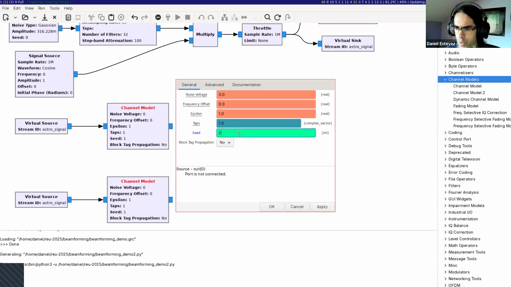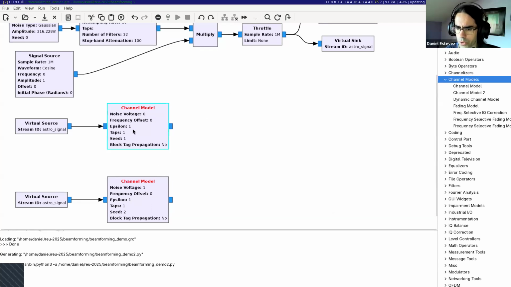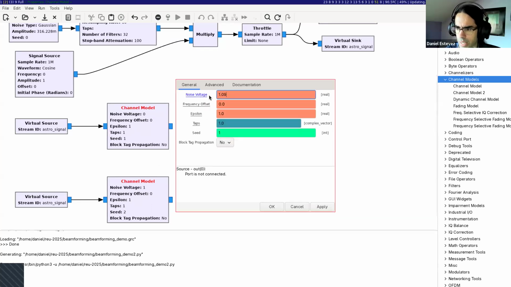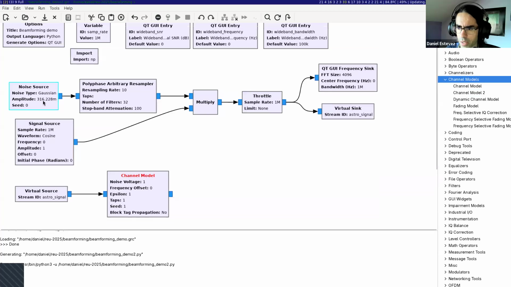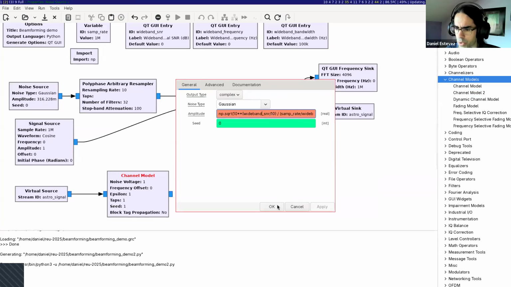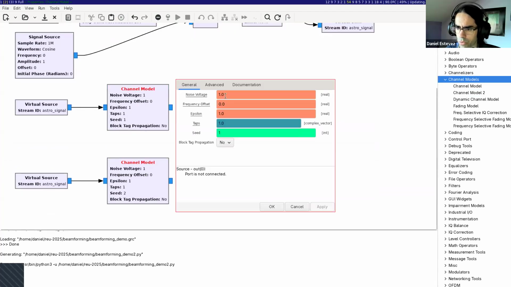So with that said, I'm going to go to the second receiver. I'm going to choose a different seed, very important. So I need seed number 2, seed number 1, seed number 0. All the seeds are different now. And then, something else I forgot to do was to put the noise voltage to 1. So I said before at the beginning when I was explaining this formula that the receivers will have a noise amplitude of 1. So this is where I set it.